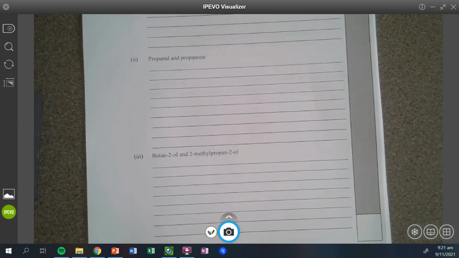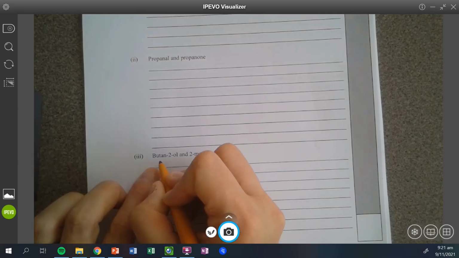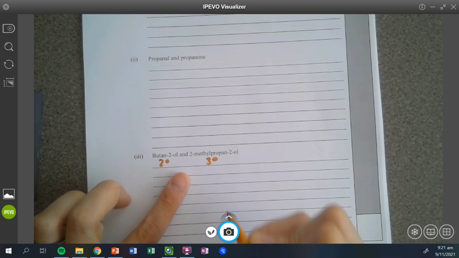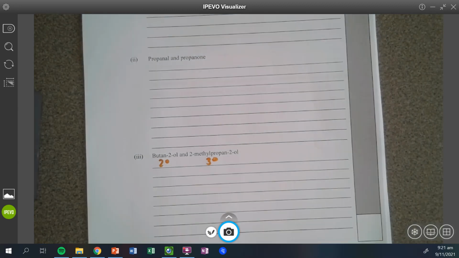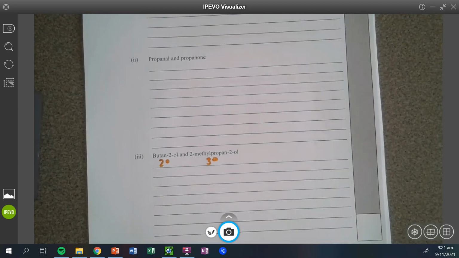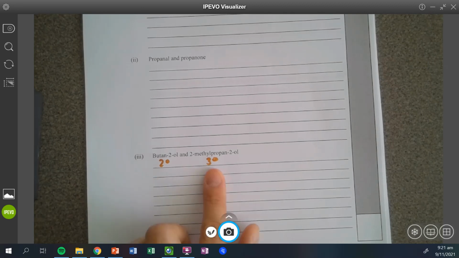Last one here. Oh, I love this one because it was a nice little tricky trickster. This one is your secondary alcohol. This one is your tertiary alcohol. So it's just asking you how do you identify secondary and tertiary. Again, a lot of you guys wrote about your oxidants, which is fine because if you did permanganate or dichromate, the secondary would oxidize and the tertiary would not oxidize. So that was a way you could distinguish it.